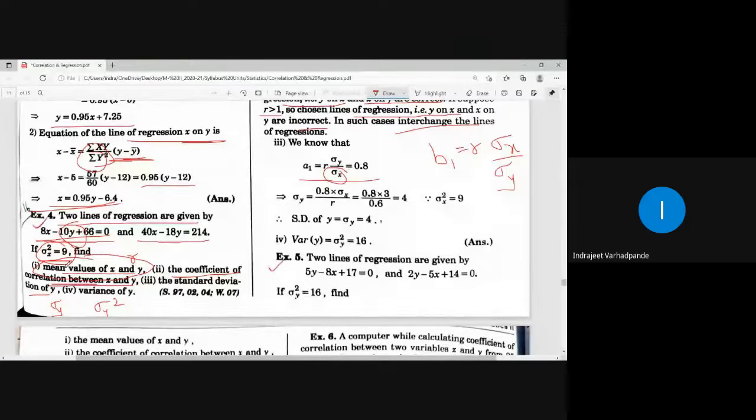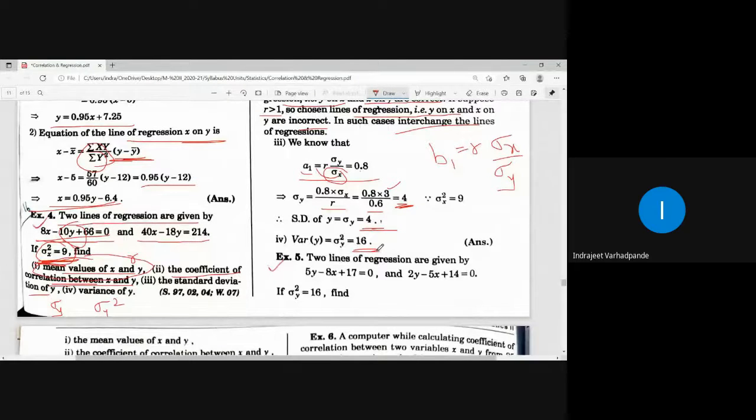Sigma x is the square root of sigma x square. So what is sigma x square? 9. The positive square root of 9 is 3. So sigma y will be a1 into sigma x upon r, which is 0.8 into sigma x, which is 3, divided by r, which is 0.6, and this is obtained as 4. So sigma y, which is the standard deviation of y, is obtained as 4. Sigma y square will be 4 square, which is 16.